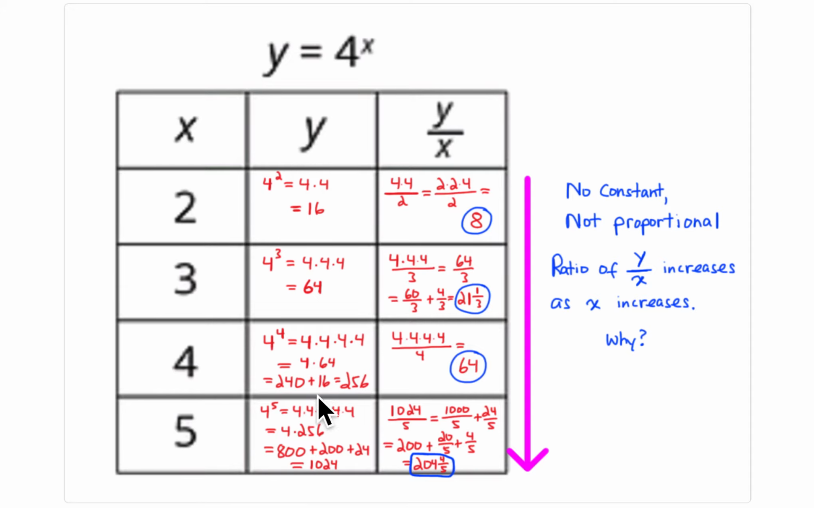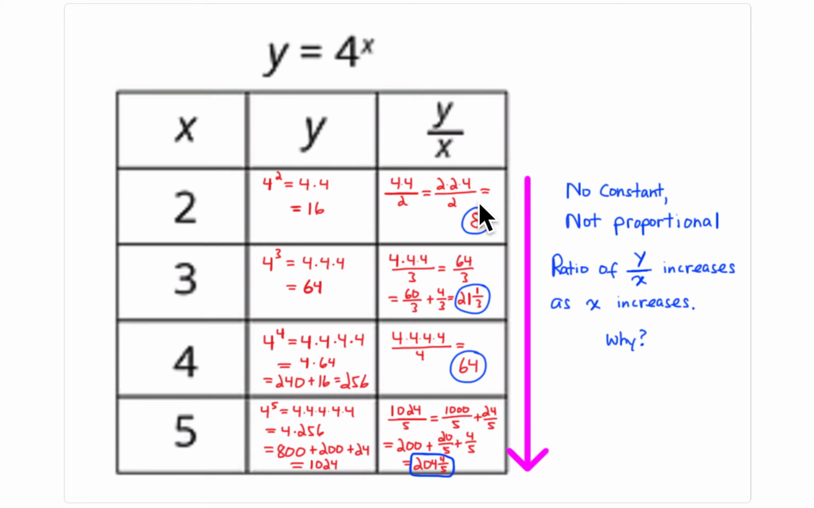So I went through a little bit of how to do these calculations. You might try to do these on your own. This is 4 times 16 is 40 plus 24. I actually didn't write that one out. But then 4 times 64, 4 times 60, plus 4 times 4 is 16. This one is 4 times 256, 4 times 200, 4 times 50, 4 times 6.